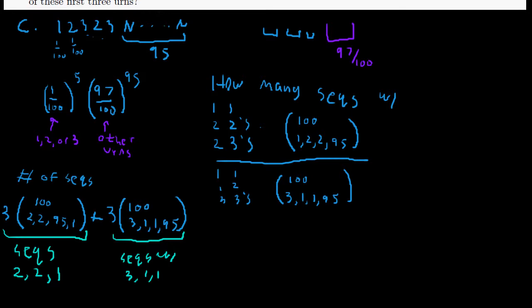So to find the actual probability, all you have to do now is multiply the number of sequences times the probability. So let's call this whole guy n, and this is p. We're just going to multiply together n and p. It's the number of sequences times the probability of each.